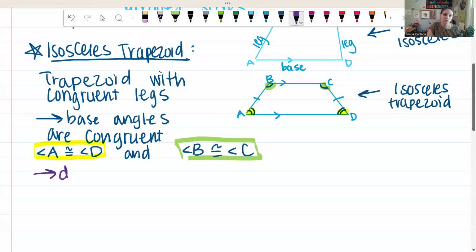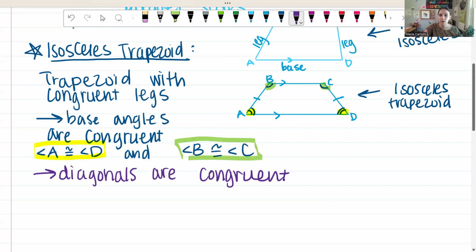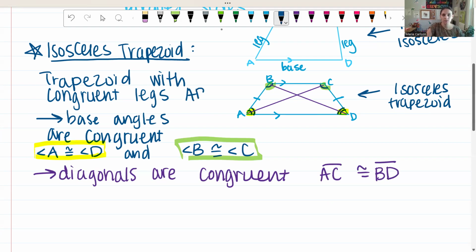So those base angles are congruent, and additionally, we also can state that our diagonals are congruent. So only in an isosceles trapezoid, we can say that our diagonals AC and BD are congruent. And then of course, I never actually wrote out that AB is congruent to CD in an isosceles trapezoid.